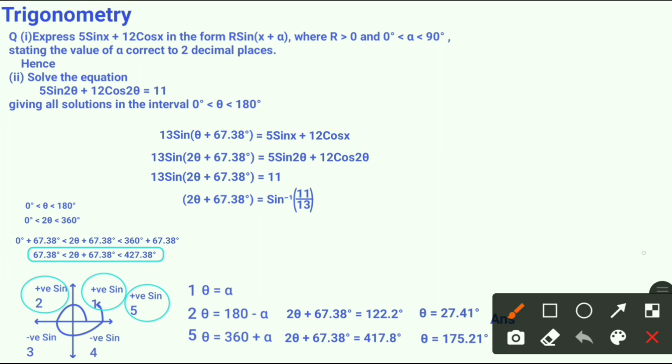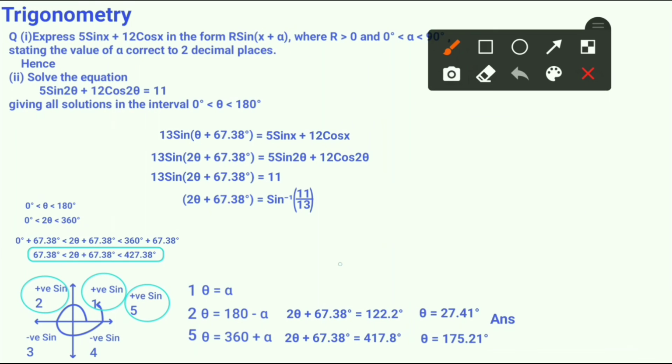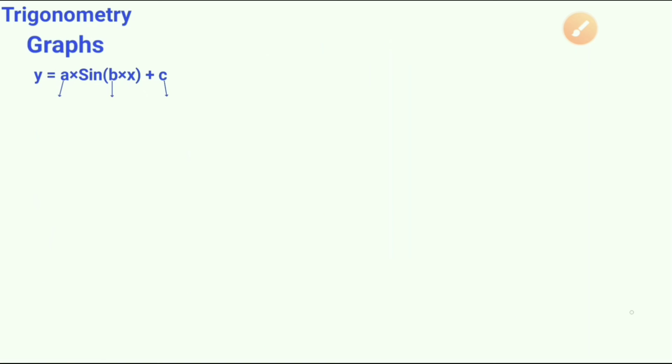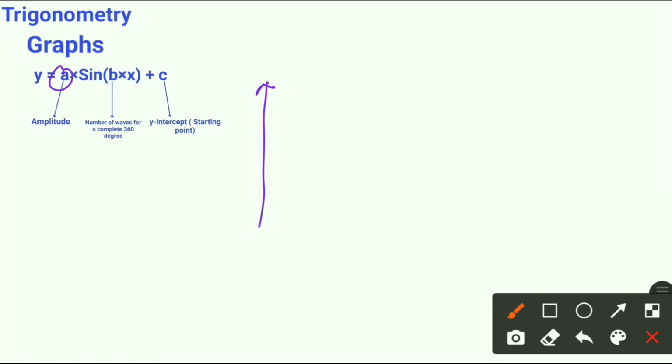So we got these 2 answers, we then try to solve this, and then you get these values. So yeah, this is the answer. Graphs, sine. Okay, this is the amplitude.